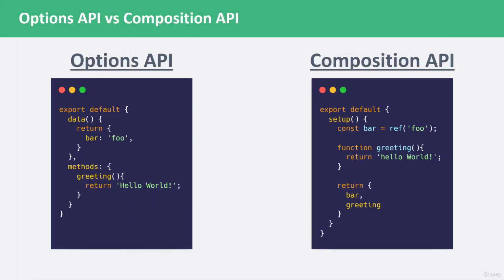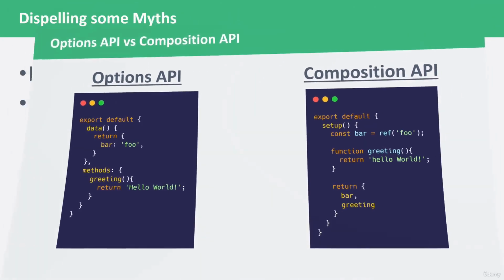Here's a comparison between the Options API and the Composition API. Believe it or not, both examples do the exact same thing. They'll generate a component with a data property called bar. They'll have a method called greeting that returns a string. Despite performing the same task, they're written completely differently. The question then becomes, why should we learn the Composition API?